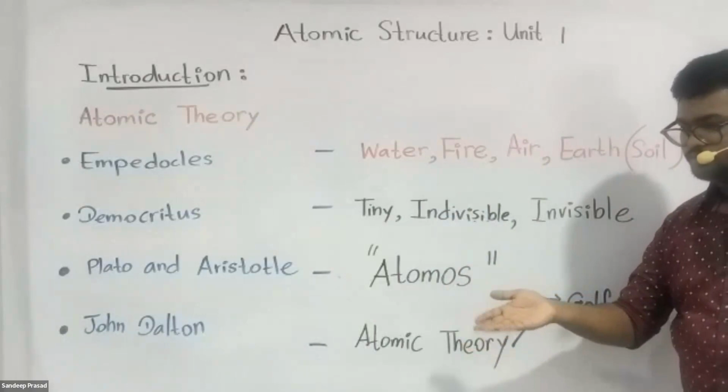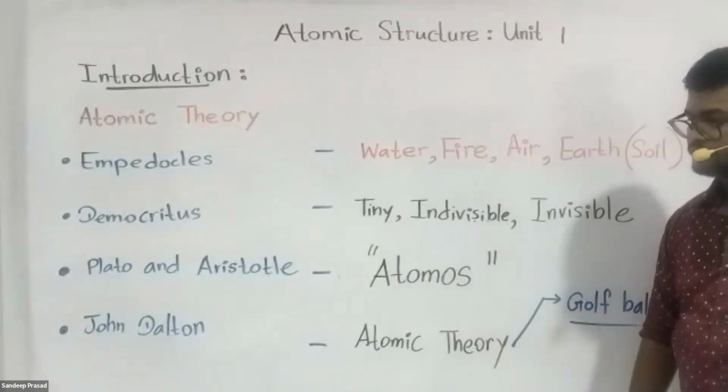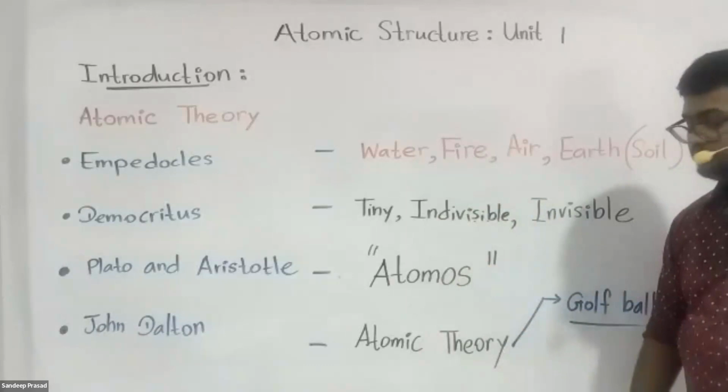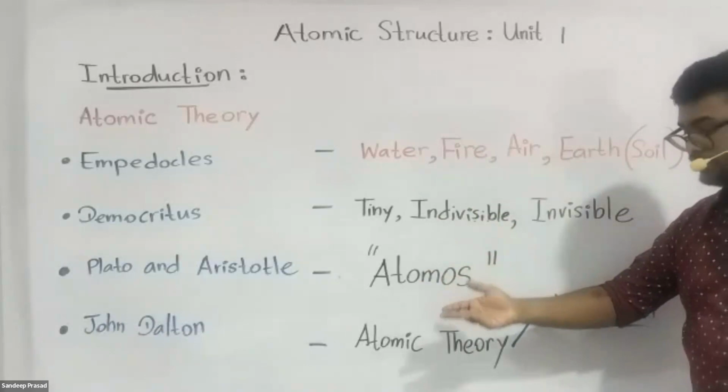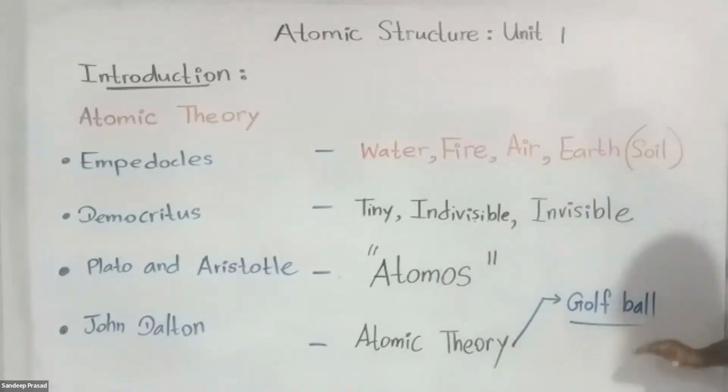Plato and Aristotle were very famous philosophers, and they also accepted this theory. Therefore, they gave the name atomos, and then John Dalton developed it as a theory. The main concept in his atomic theory is that an atom looks like a golf ball. You know about the golf ball.